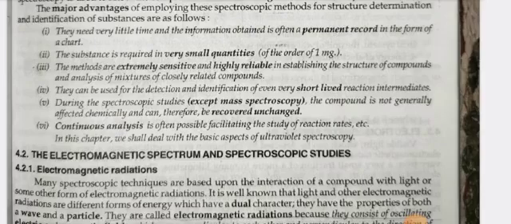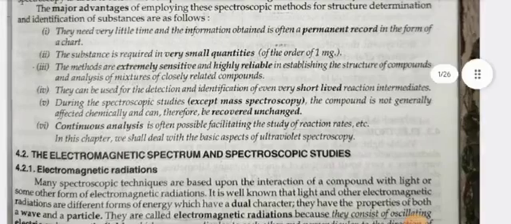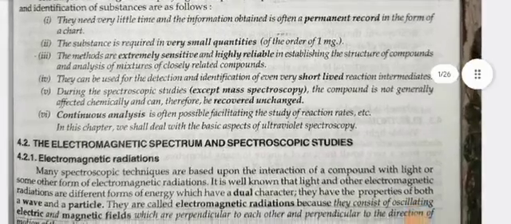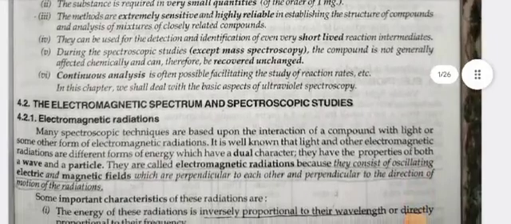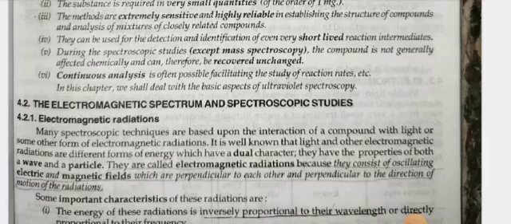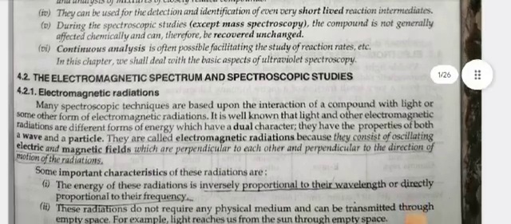The methods are extremely sensitive and highly reliable in establishing the structure of compounds and analysis of mixtures of closely related compounds. They can be used for the detection and identification of even short-lived reaction intermediates during the spectroscopy studies. Except mass spectroscopy, the compound is not generally affected chemically and can therefore be recovered unchanged. Continuous analysis is often possible, facilitating the study of reaction rates, etc.